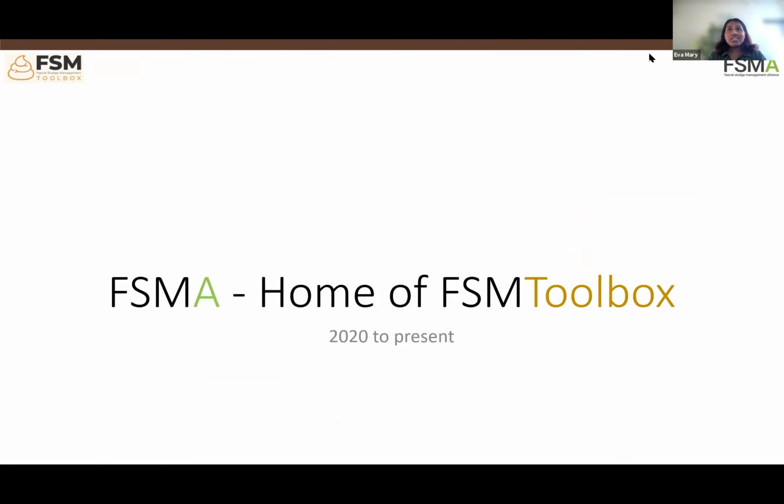So from 2020 onwards, FSM Toolbox has been with us at FSMA. It's as the home, and we have been currently working towards its dissemination widely. And during these discussions, we also worked with Imanti closely, who was one of the key development partners for the Toolbox. And we were encouraged to roll out the Toolbox in South Africa last year.